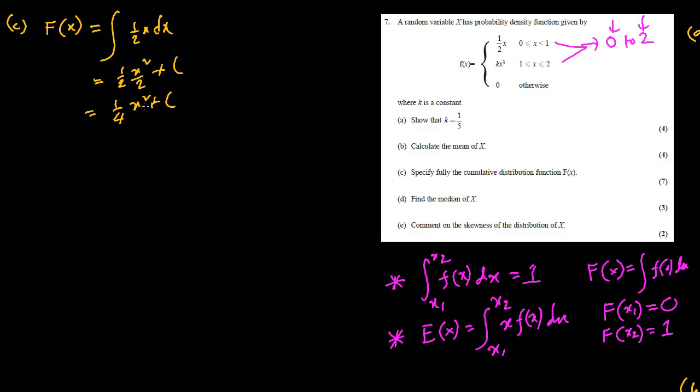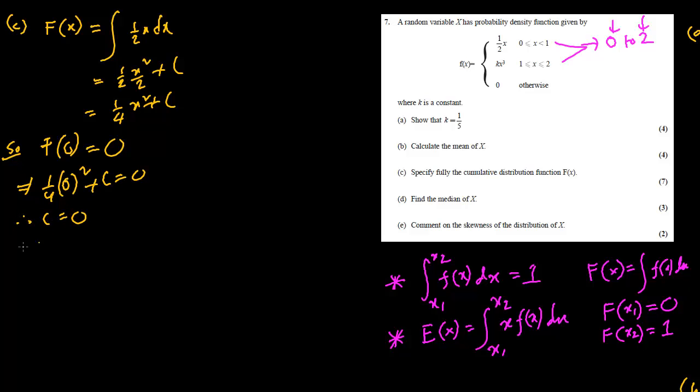Now we have to find the constant. Remember, the lower limit is 0. 1 is not the upper limit, 2 is the upper limit. So we have to use the lower limit. So F(lower limit) equals 0. So we can write 1 by 4 times 0 squared plus c equals 0.